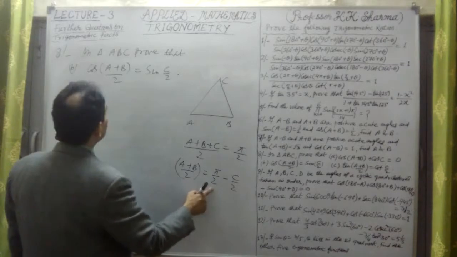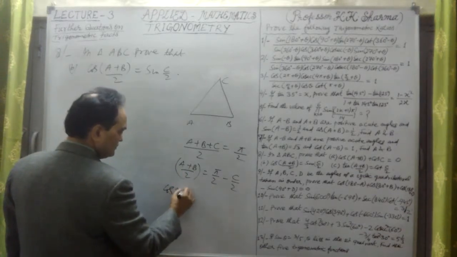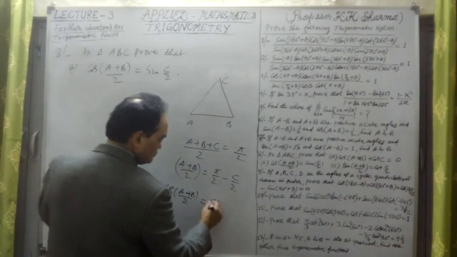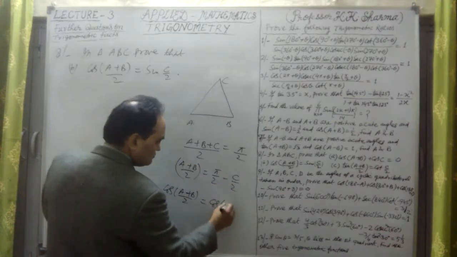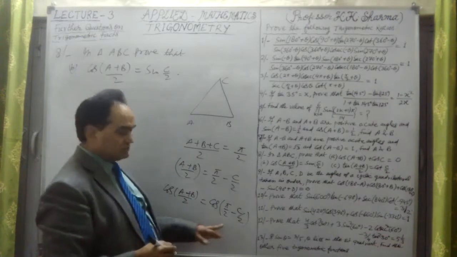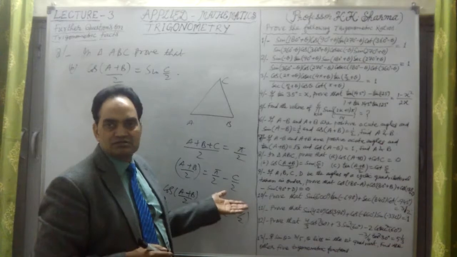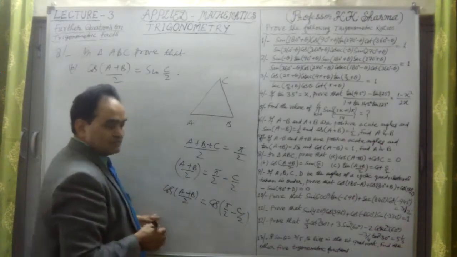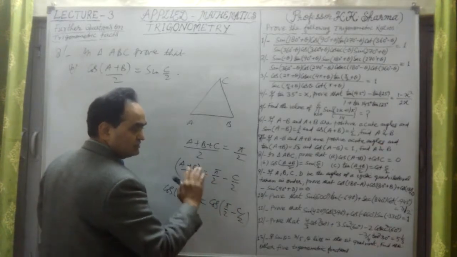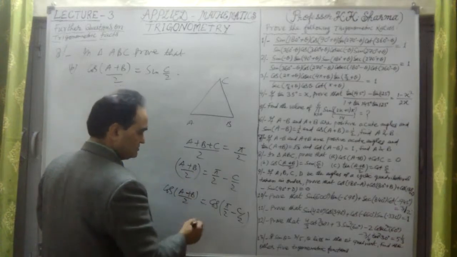So if I take cos of both sides, cos of a plus b upon 2 is equal to cos of pi by 2 minus c by 2. Now this is in the first quadrant, 90 minus theta. Cos of 90 minus theta is sine theta. Why? Because cos becomes sine and sine becomes cos. In place of 90 minus theta, if we write 90 plus theta, we have sine, cos, cos, sine, tan, cot, and so on.